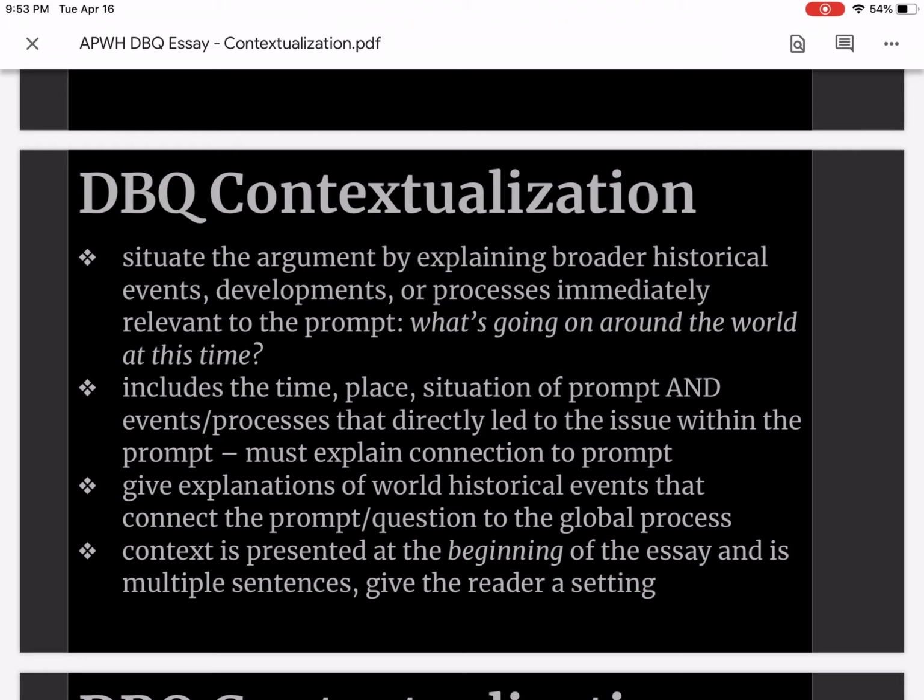The context is presented at the beginning of the essay. It's the very, very first thing that you do. It's usually multiple sentences, because what you want to do is give the reader a good solid setting. So you're looking at least 3 or 4 sentences of describing the time and the place, and like I said, most importantly, the situation.